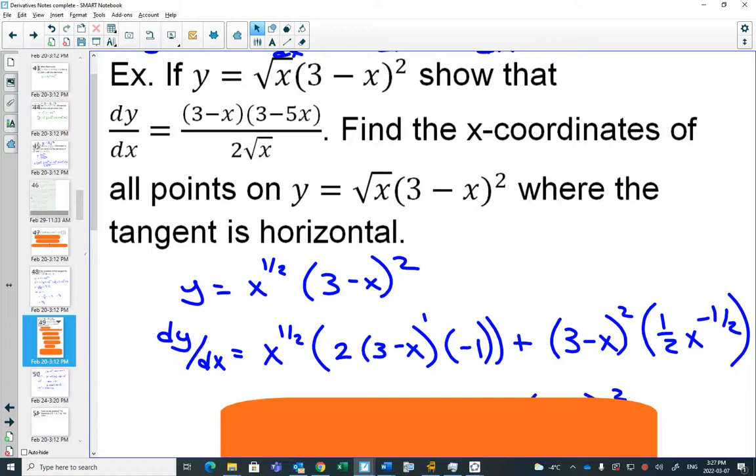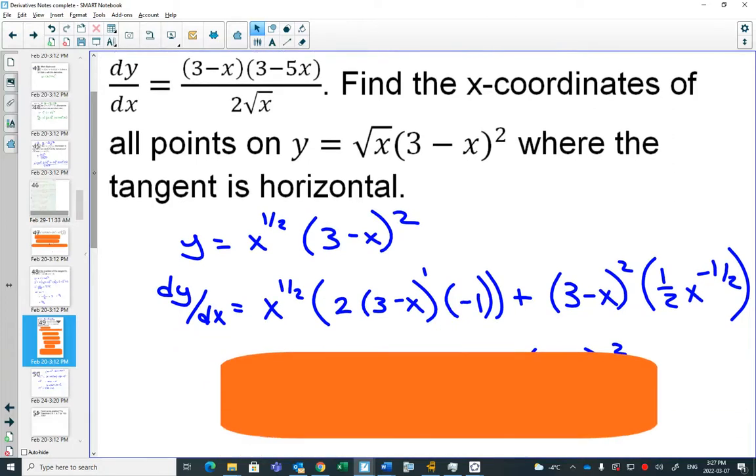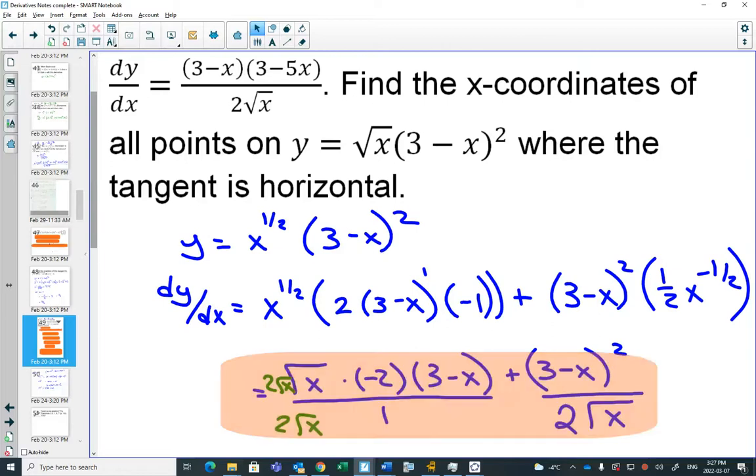In a question like this, I would look at that denominator and say, I need a root x in my denominator. What do I have right now? Well, I have fraction exponents. My answer doesn't. It has square roots. So I might change this x to the half back to a square root. Change this x to the negative half back to a square root on the bottom.